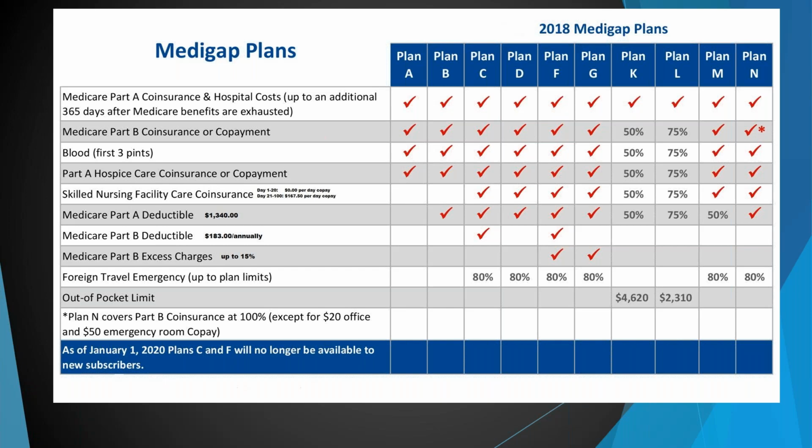And then the Plan N, which is a bit more of an economical buy for a lot of people. The Plan N does not pay for the Part B deductible. It does not pay for Part B excess charges in states that allow excess charges. And excess charges just means that the doctor does not take Medicare assignment. So Medicare says not a problem. We'll still pay you, but the most we're going to pay you above assignment is going to be 15%.